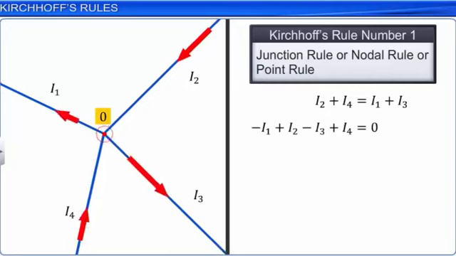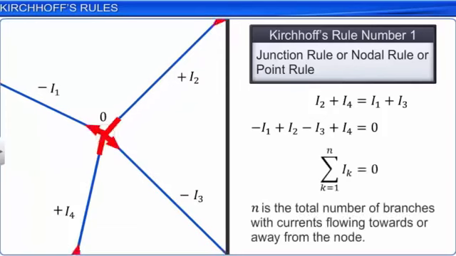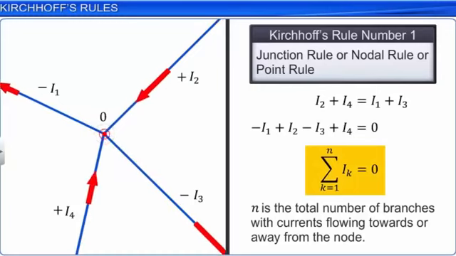The current entering the junction is taken as positive, and the current leaving the junction is taken as negative. This statement can be expressed mathematically as sigma Ik, k ranging from 1 to n, is equal to 0.